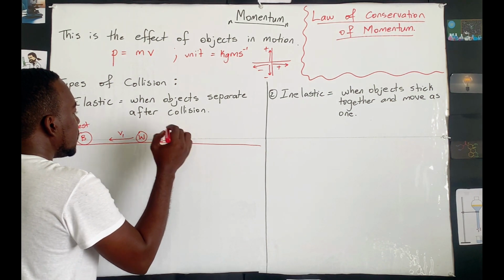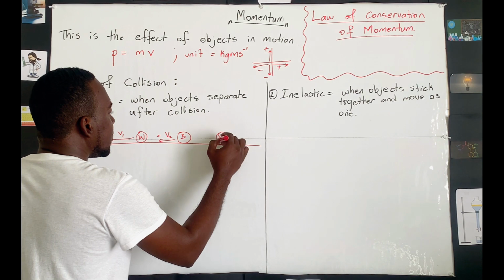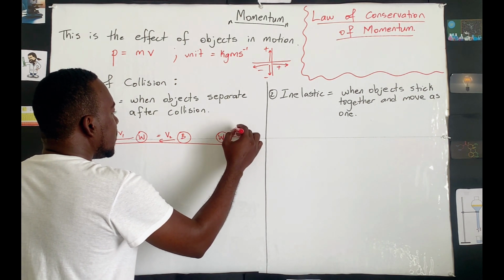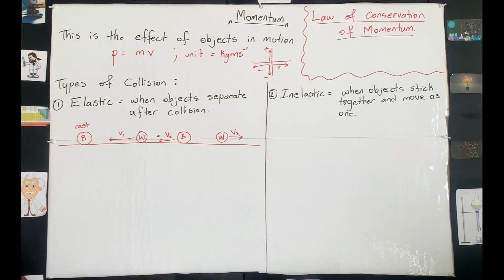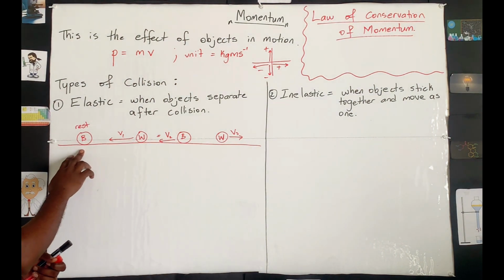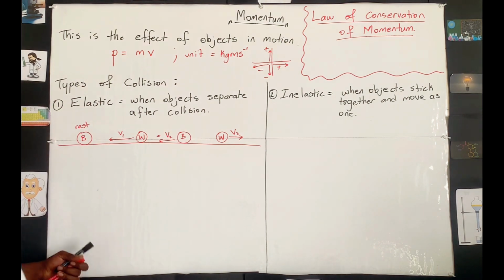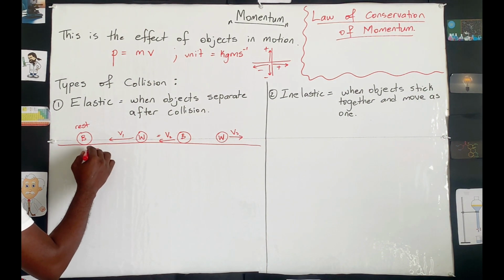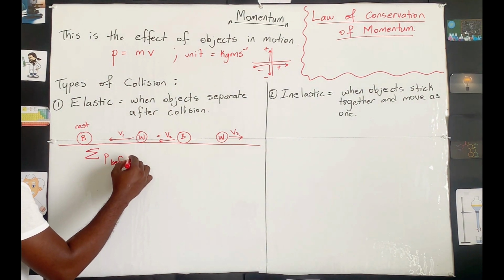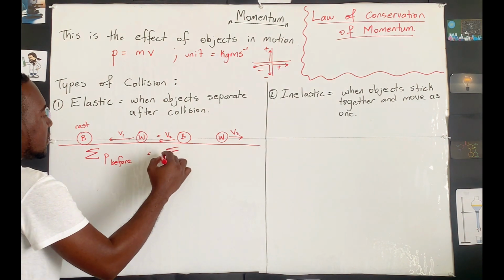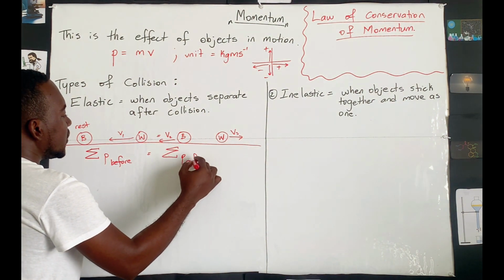Let's call this velocity v2, and the white ball will move back with a v3 velocity, right? So here we know it's elastic because when the white ball hits the black ball, they both move as two separate objects. Therefore, in terms of the principle of momentum, the total momentum, or the sum of momentum before the collision, would be equal to the sum of momentum after collision.